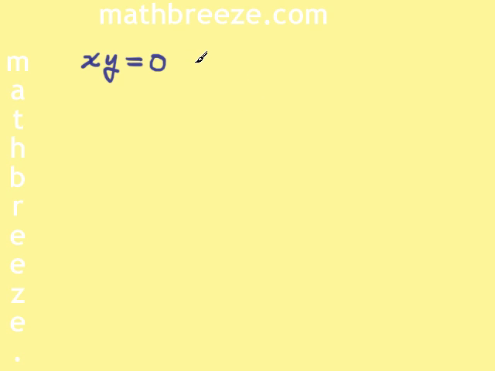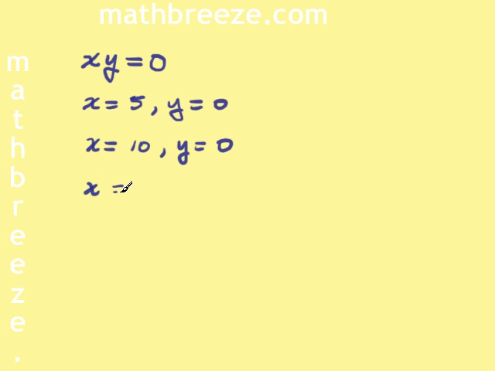xy equals 0. So here we have two numbers whose product is 0. So let's just think of some possible values for x and y. Well, maybe x is equal to 5 and y is equal to 0. Or maybe x is equal to 10 and y is equal to 0. Or maybe x is equal to 0 and y is equal to 3. So these are pairs of numbers whose product is 0.